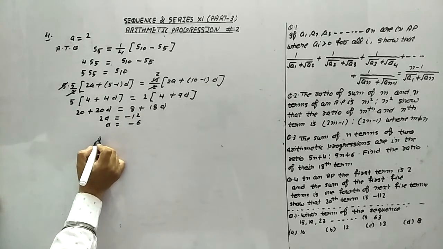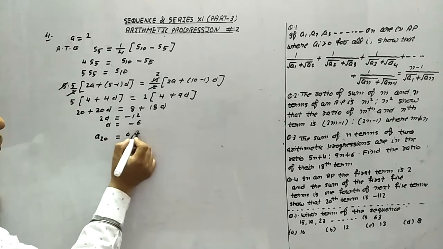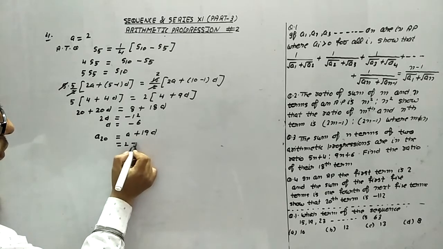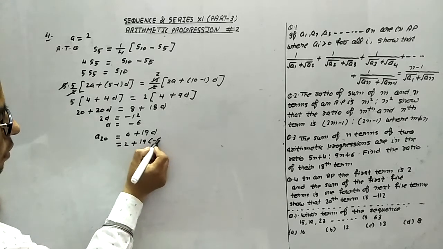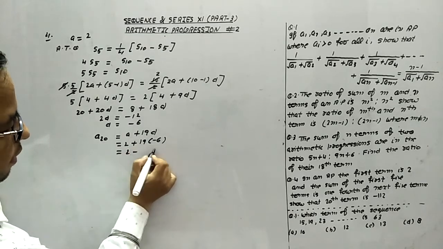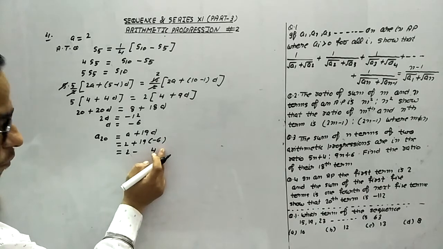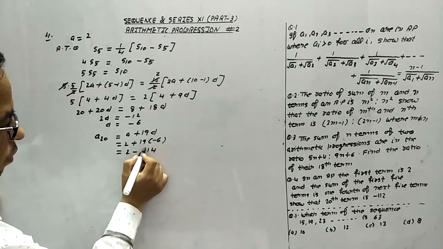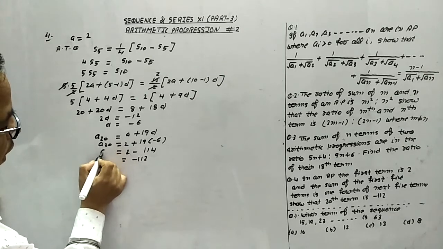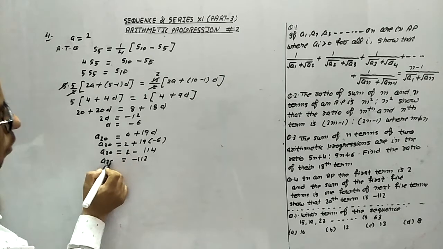Now what do we have to find? We have to find its 20th term. A20 is equal to a plus 19d. What is a? 2. What is this? 19 into minus 6. 2 plus 9 sixes, with the minus sign, 9 sixes are 54. This is 114 and this is minus 112. This is the answer for this part.